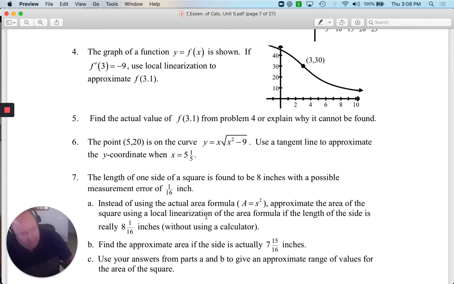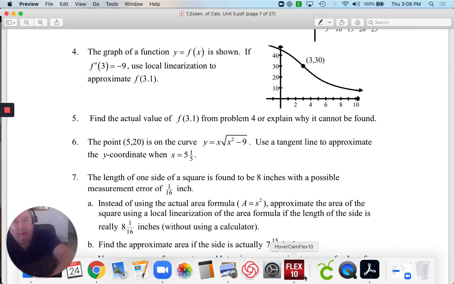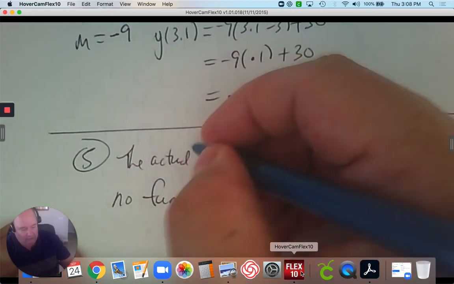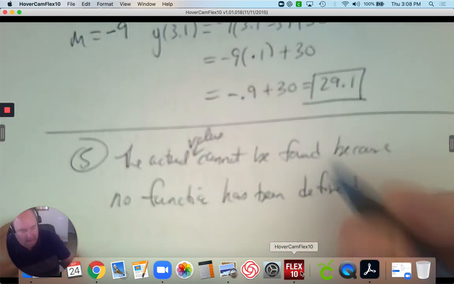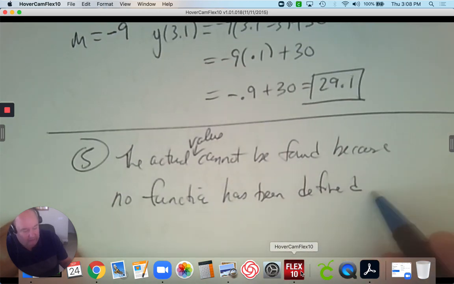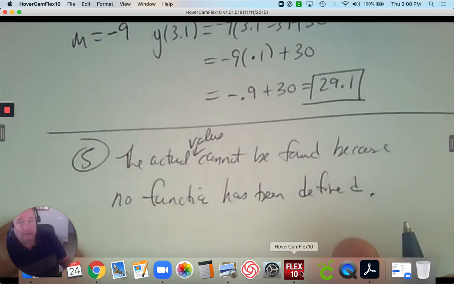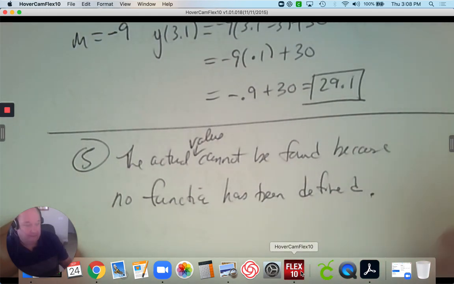So you know a point and you know the slope at a point, but the actual value cannot be found because no function has been defined there. You're given a graph, but you're not told what the exact function value is or what the relationship is. You're given a point and a slope at a point, but that's it. So there's no way to find the actual value without using the tangent line to approximate what the value is.